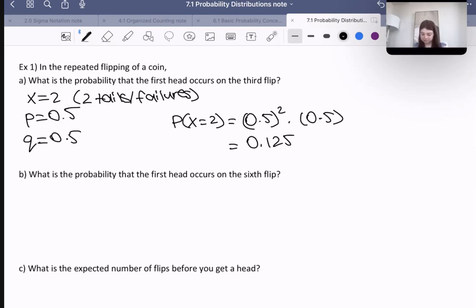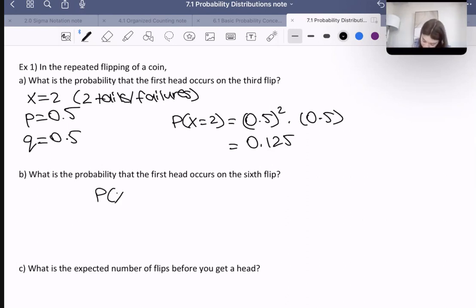So other scenarios are more likely than this scenario, in other words. Here they ask, what is the probability the first heads occurs on the sixth flip? Right off the bat, we know this is going to be a lower probability because we'd have to get 5 tails in a row, which is not very likely at all. And in addition to that, the next one would have to be a heads, right?